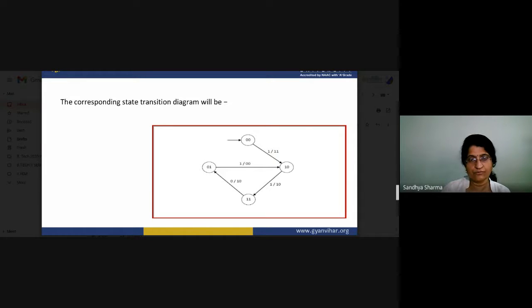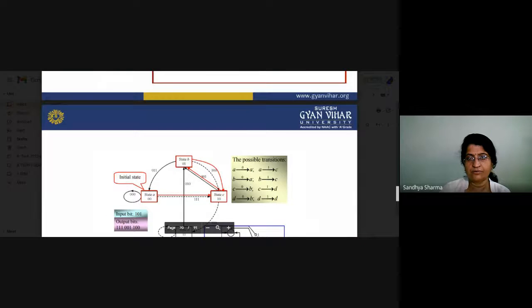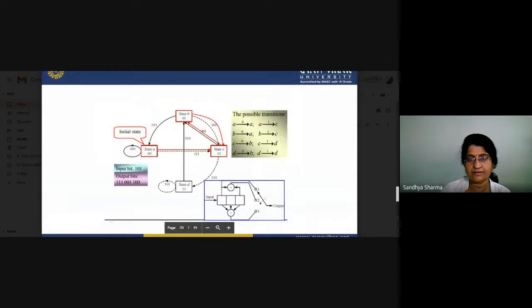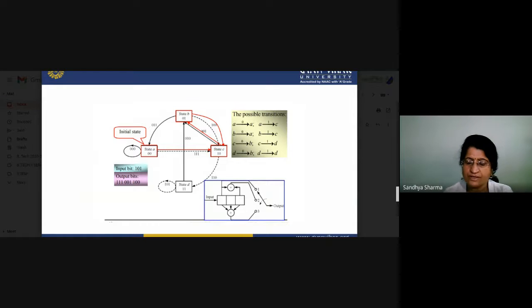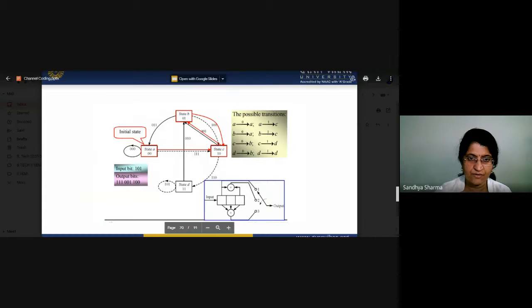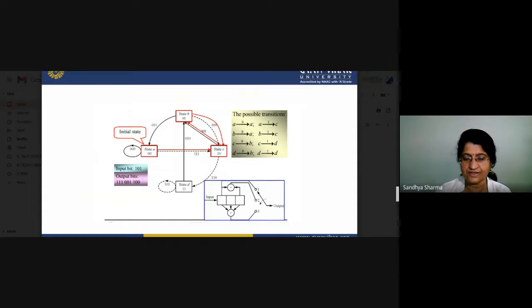So what about the convolution encoding? Now we will again move to the state transition diagram. You can see here whatever diagram we are using. The input bits are 101. You have to work out on the 101 and see what outputs you will receive. Here we are seeing a group of three. You can see G1, G2 and G3. So the number of outputs is 3.